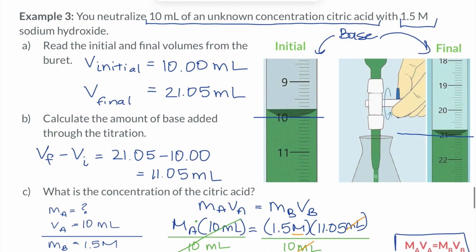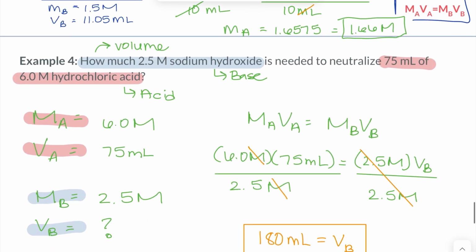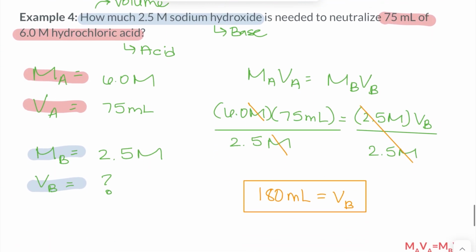All right, go ahead and try example 4. I've got that one worked out here as well. I got an answer of 180 milliliters. This one, it was just asking you to find the volume of the base. Same setup. It's just that you would have flipped what was in your burette, and you would be calculating volume of the base.